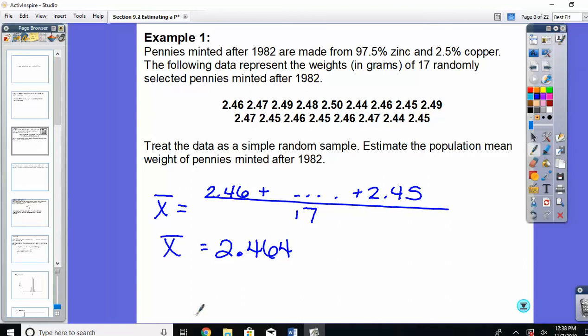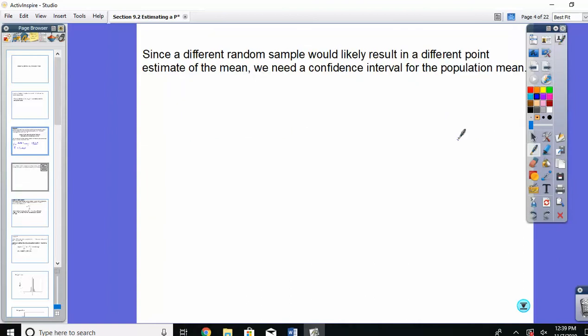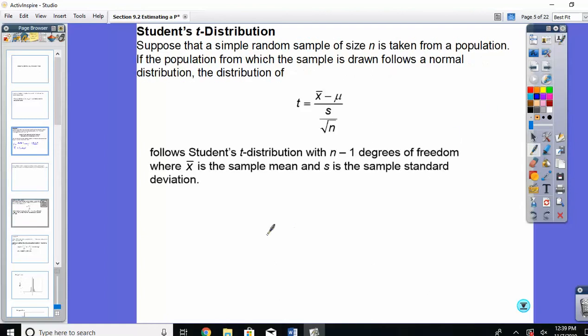So, the best guess I could give for the whole population would be that weight. But if I went out and collected 17 different pennies, do you think I would get the same average weight back again? No. This is the whole p-hat example we had last time, where we said if we went out and collected all these different samples, we would get a different answer every time. So if I'm trying to estimate the population, instead of just giving a single value, I really need a range of values. So that's where the confidence interval idea comes in.